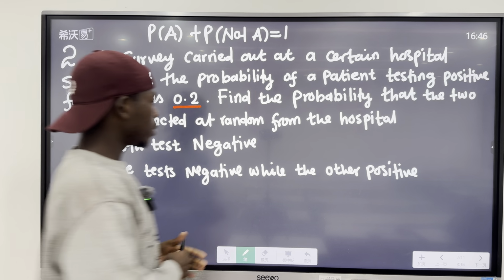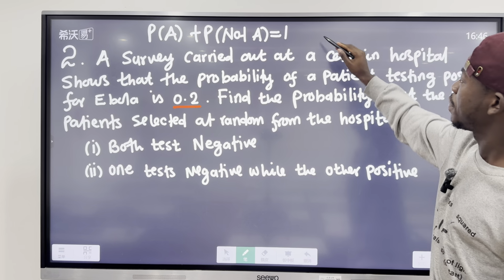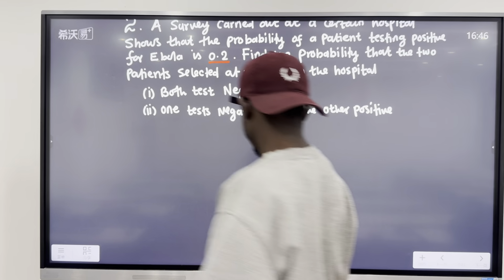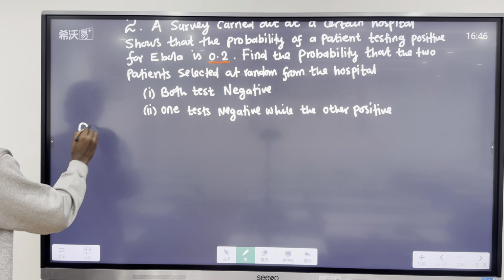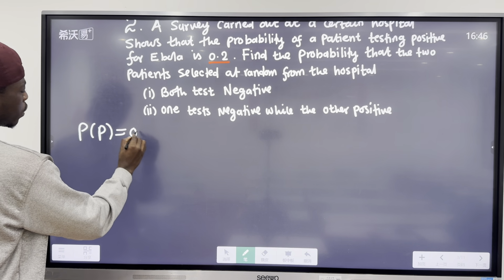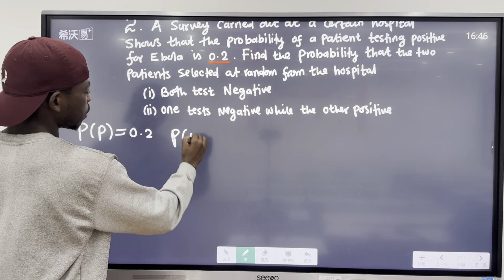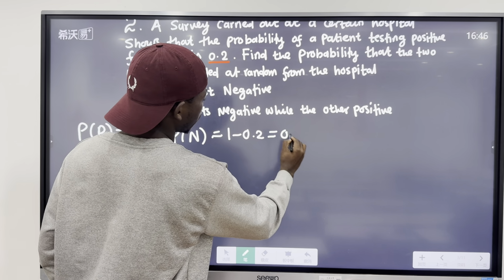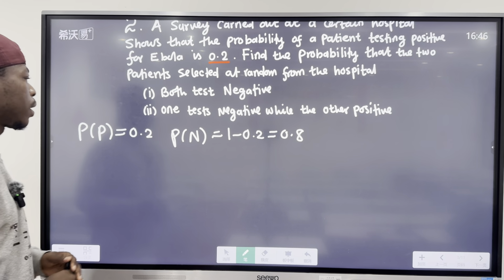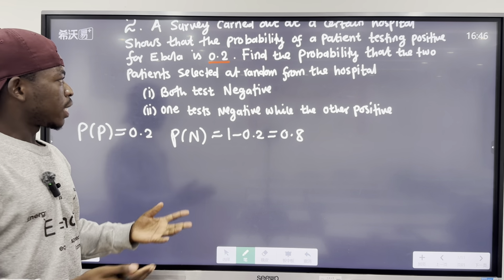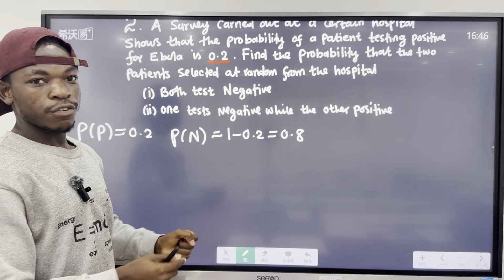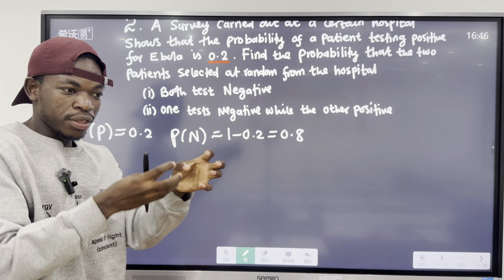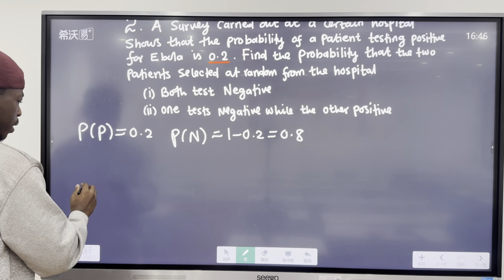So we know the probability of testing here, we already know the probability of positive is 0.2. So the probability of negative, you should know, will be 1 minus 0.2, or 0.8. Then let's answer the questions. What is the probability that both patients selected from this hospital test negative? So 2 patients both test negative. So what do you think will be the chance?